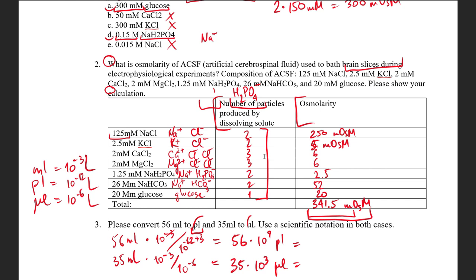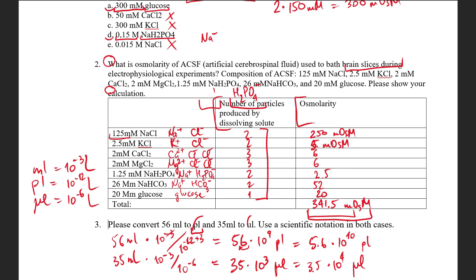This is not the end, and although many of you wrote the answer like this, it is not correct, because in scientific notation we cannot go more than tens, so 56 is not the right way to show the answer here. So we need to move one decimal point, so it becomes 5.6 times 10. Because we moved it to the left, we need to add one power here, so it's 10 to the power of 10 picoliters. And the same goes here, so it's 3.5 times 10 to the power of 4 microliters.